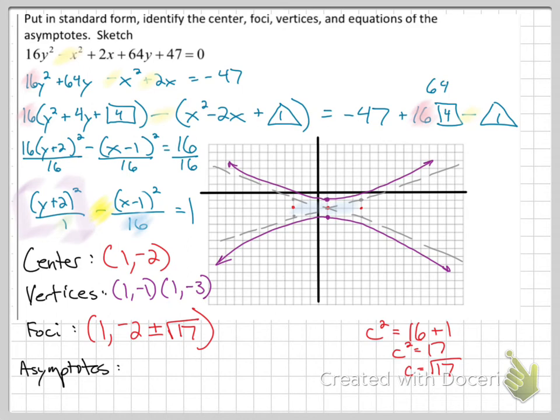Asymptotes, see if you can write the equation of the asymptote. Straight from the equation, y plus 2 equals plus or minus, because there's 2 of them, I'm going to leave that blank, x minus 1, straight from the equation. Slope, rise over run. The rise is only 1, and the run is 4. Okay, so hopefully you're getting better at that and you understand what those answers will look like.